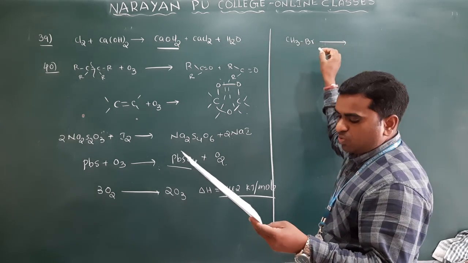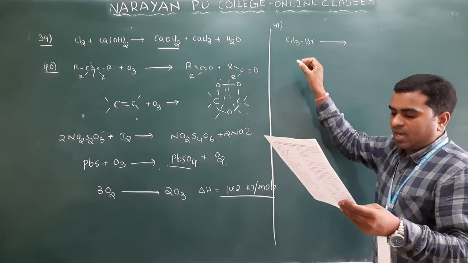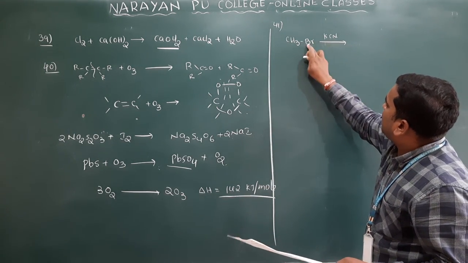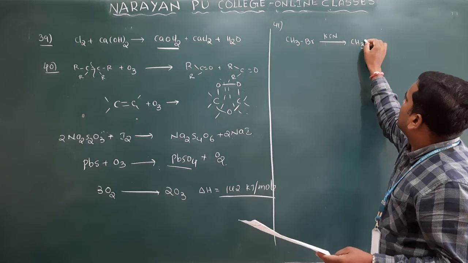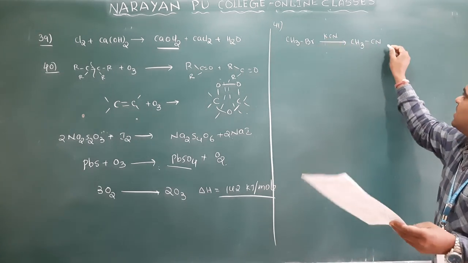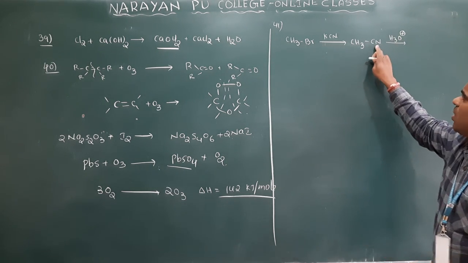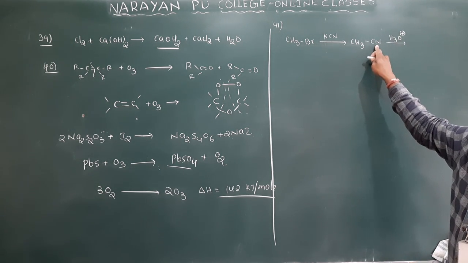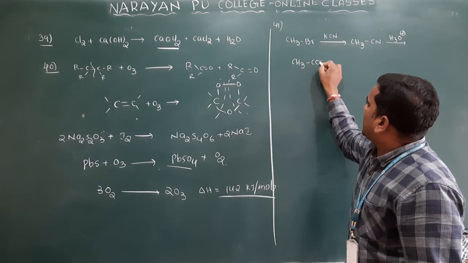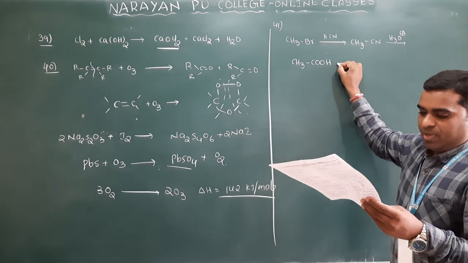CH3Br. Which reaction is it? Question number 41. CH3Br, and first we will treat this with KCN. Then what will you get? Bromine will be substituted by cyanide. If it is AgCN, you will get isocyanide. And after that, it is acidic hydrolysis. I already said, whenever there is cyanide hydrolysis, what do you get? Acids. Then you will get CH3COOH. And after that, it is B.